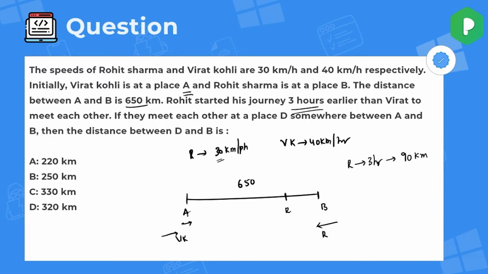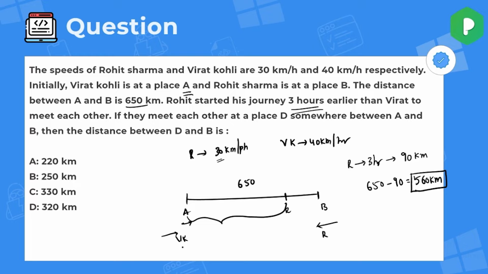So this is the distance when they start together. What is the distance between Virat Kohli and Rohit Sharma now? Total distance 650 kilometers minus 90 kilometers. So we have obtained 560 kilometers as the distance between them when they start together.